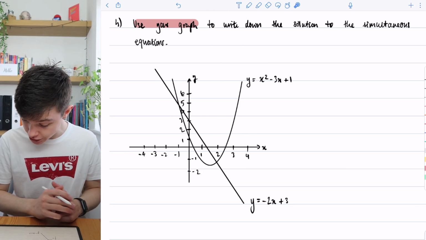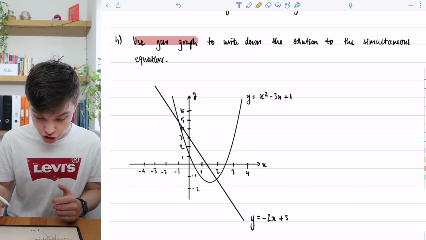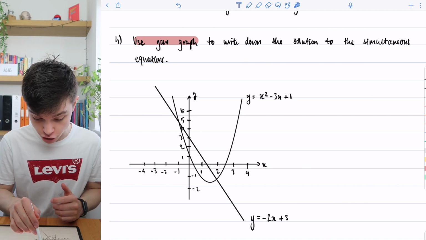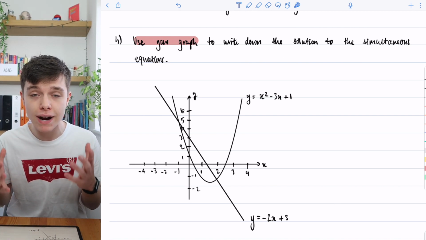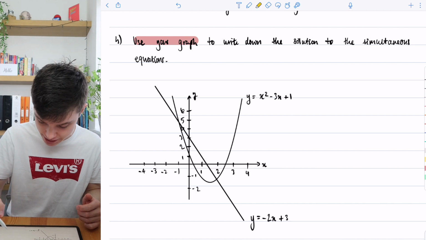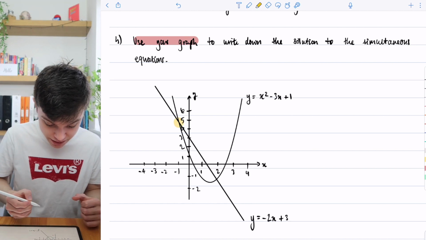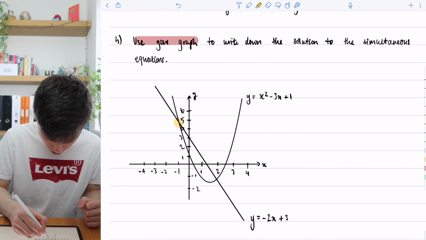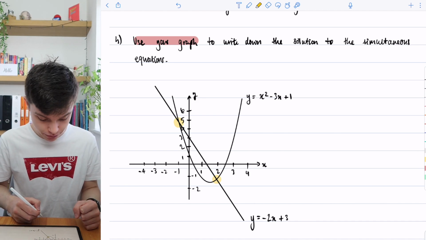We can see that we do have 2 points of intersection, and to find the solution, or just to write the solution down, we just need to write the coordinates of the point of intersection. So in yellow we've got a point of intersection there, and we've got a point of intersection there, okay?